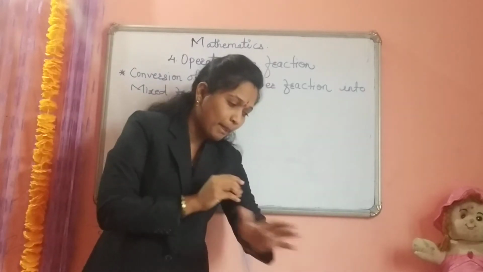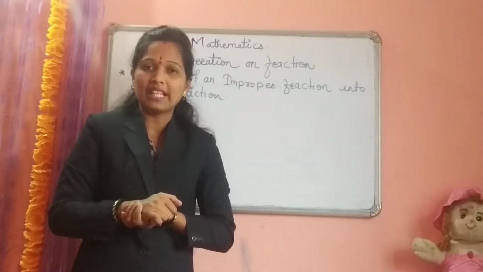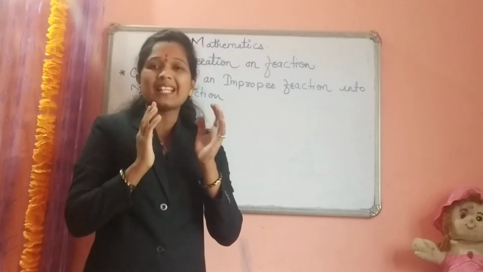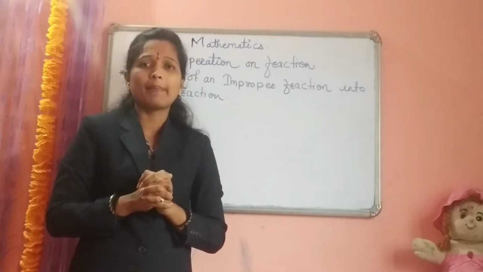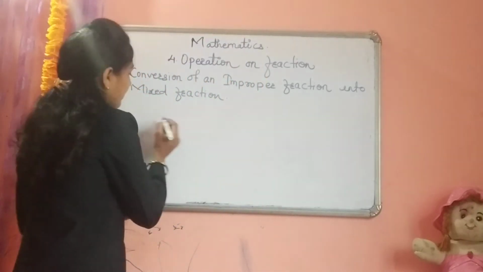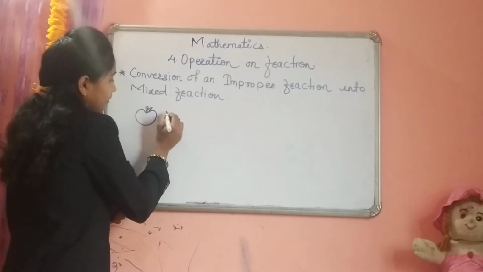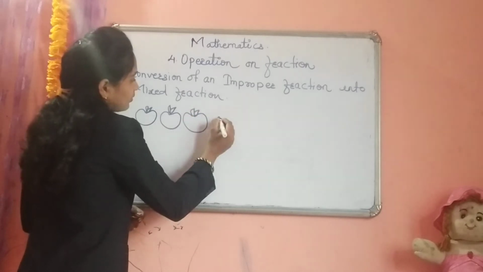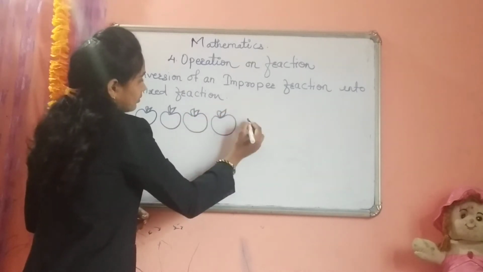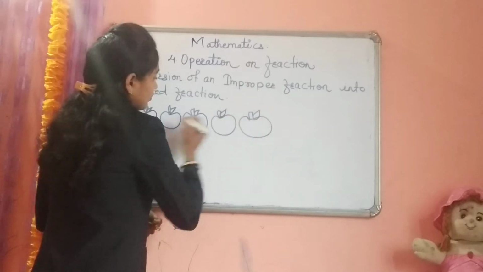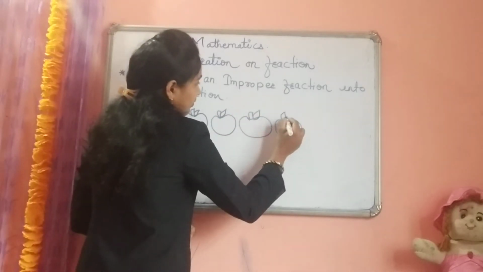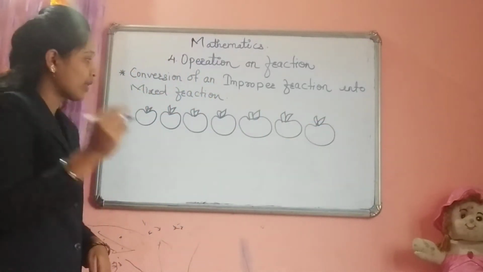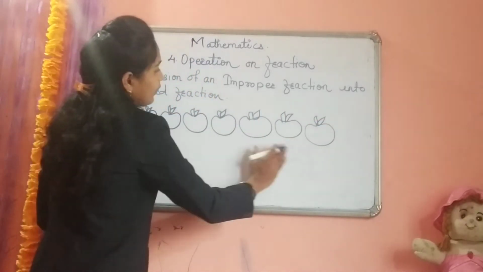Suppose in your textbook page number 24, let's divide the apples equally between 2 students. One boy is there and one girl is there. Okay, suppose 6 apples are there. So in front of you apples are given in this way. 6 apples are given. Six apples are there and 2 students are there.